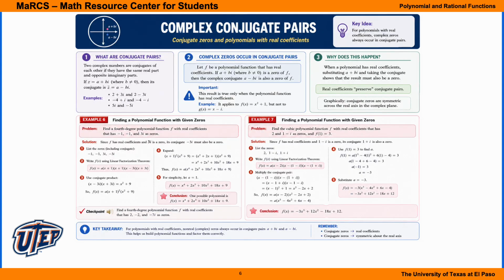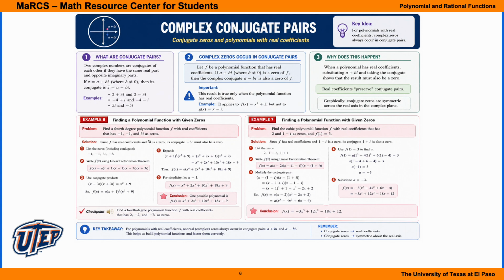So now we'll be going over complex conjugate pairs. So for polynomials with real coefficients, complex zeros always occur in conjugate pairs. And this happens because when we multiply a complex number by its complex conjugate, this results in a real number. So what is a conjugate pair? This occurs when we have two complex numbers that have the same real part and opposite imaginary parts. So if z is equal to a plus bi, where b is not equal to 0, then its complex conjugate is z bar, which is equal to a minus bi.